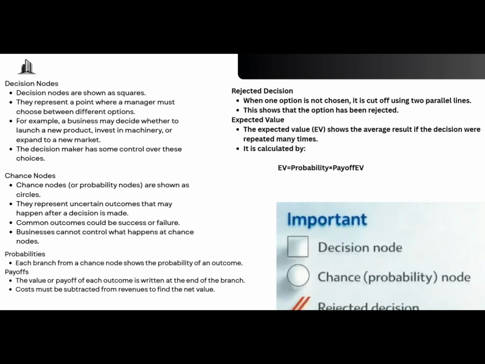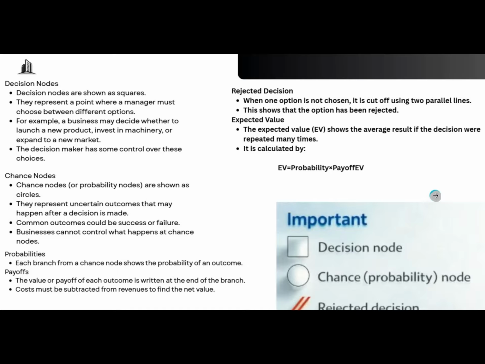Decision nodes are shown as a square. In the important part you can see a square box labeled decision node. They represent a point where a manager must choose between different options. For example, a business may decide whether to launch a new product, invest in different things, or expand to a new market. A decision maker, which is a manager, has some control over these choices.